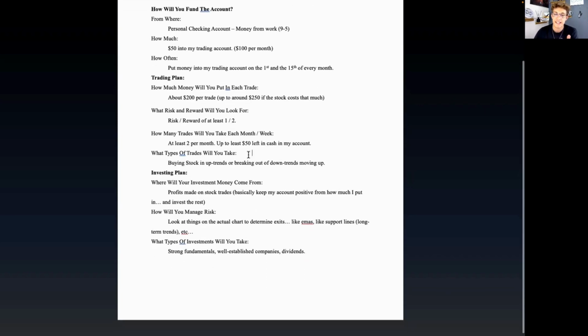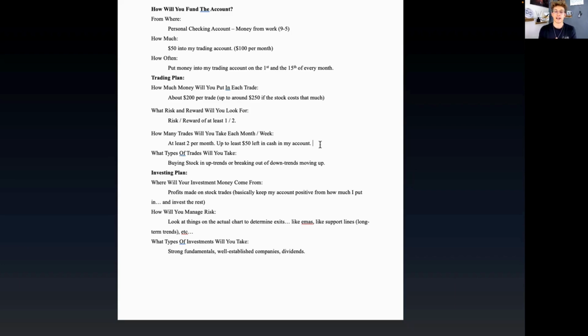How many trades am I going to take each month? I think at least 2 per month is perfectly fine. Basically, the idea is I'm taking as many good trades as I see in a month, but at least 2. I want to try to take not less than 2 trades a month because that just is not trading.